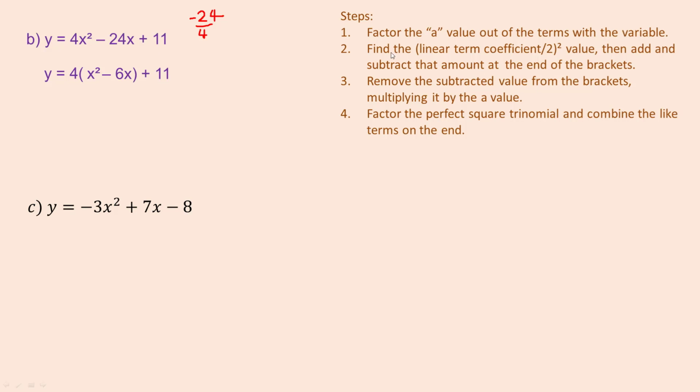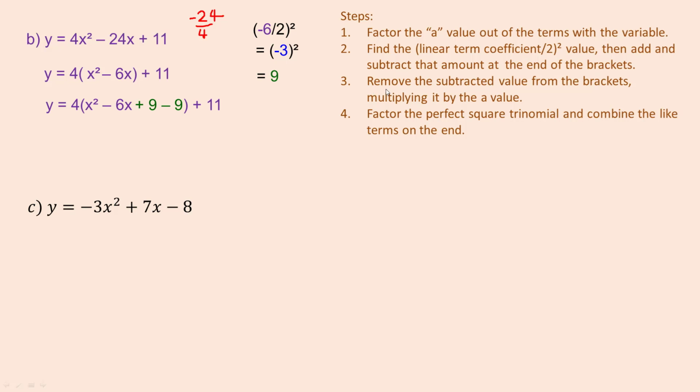So the second part says to find the linear term coefficient, divide it by 2 and square it. So the linear term coefficient is this one, not the negative 24. It's the one we have inside the brackets here. So we take that negative 6, divide it by 2 and square it. Negative 6 divided by 2 is negative 3, and squared, that is 9. So we're going to add and subtract that 9 after the negative 6x inside the brackets. So it'll go right here, plus 9, and then subtract 9, and of course we still have the plus 11 out here. So that's the second part.